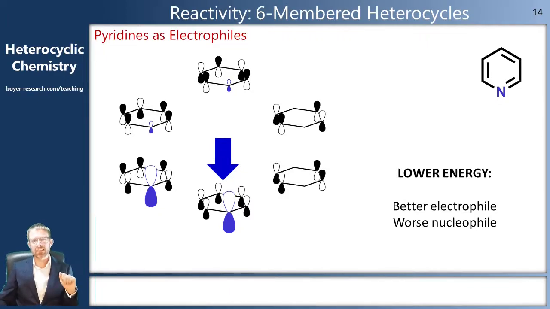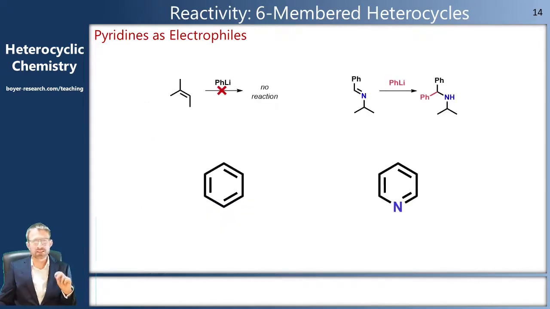So when we looked at the aromatic system in the pyridines, we saw that because there's an electronegative element in the aromatic ring, the whole system has lower energy, which means it is a better electrophile but a worse nucleophile. So if we're looking at pyridine as electrophile, we should see more reactivity than benzene. Another way to consider this is if we think about what happens in the non-aromatic systems. If we have alkenes, well, we don't expect alkenes to react with a nucleophilic carbon species such as phenyllithium, whereas we know that the corresponding nitrogen analog, so an imine, reacts very quickly.